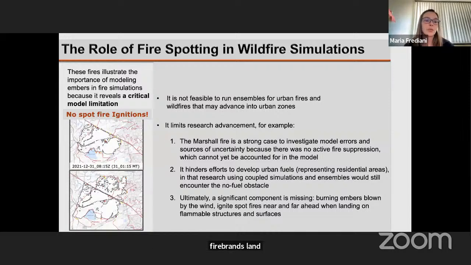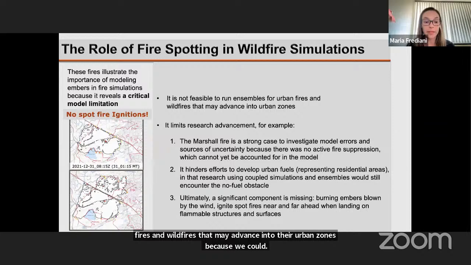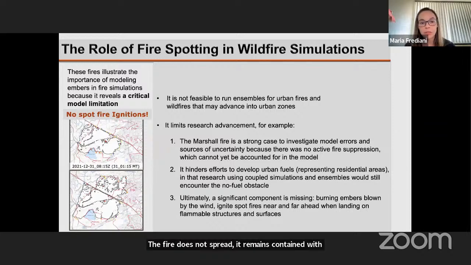So these fires illustrate the importance of modeling embers in fire simulations, because they reveal critical model limitations, which is the lack of spot fire ignitions. It is really not feasible to run ensembles for urban fires and wildfires that may advance into the urban zones, because the fire does not spread. It remains contained with those no fuel barriers. It also limits research advancement.